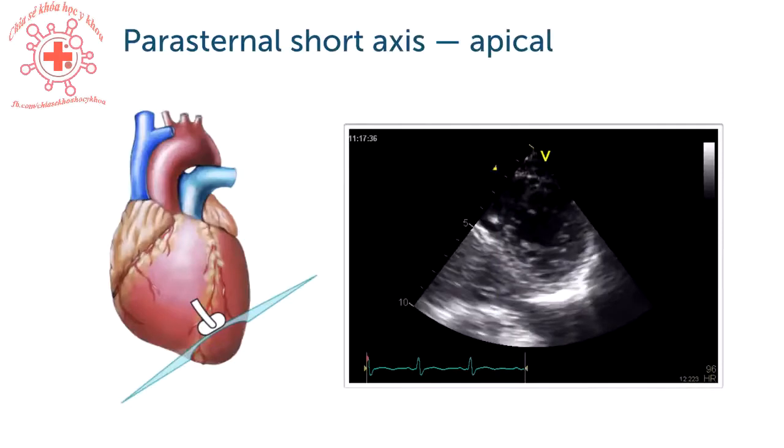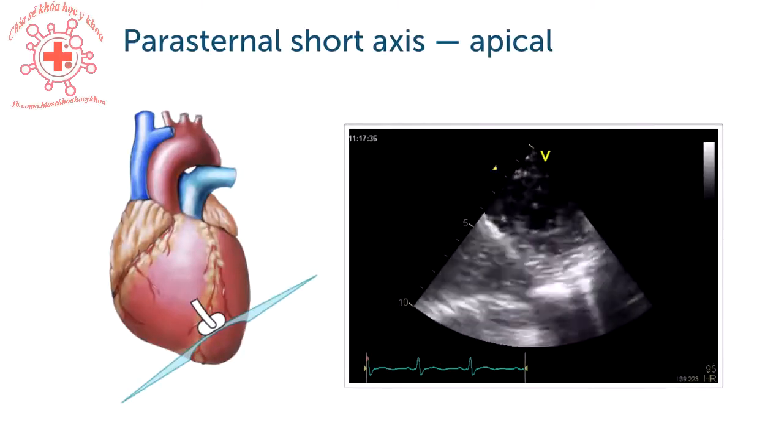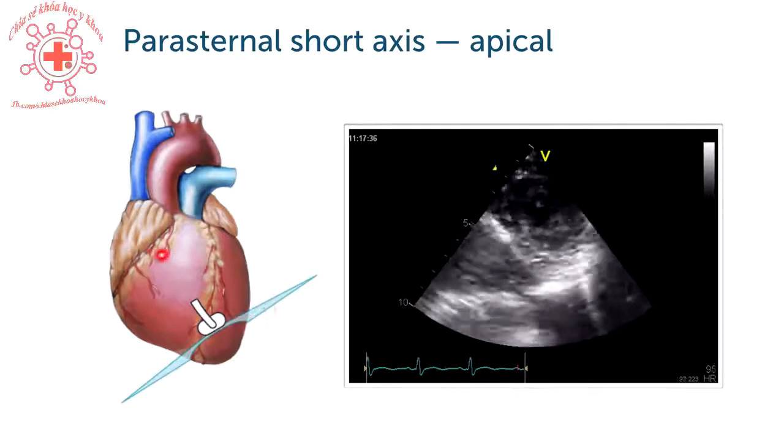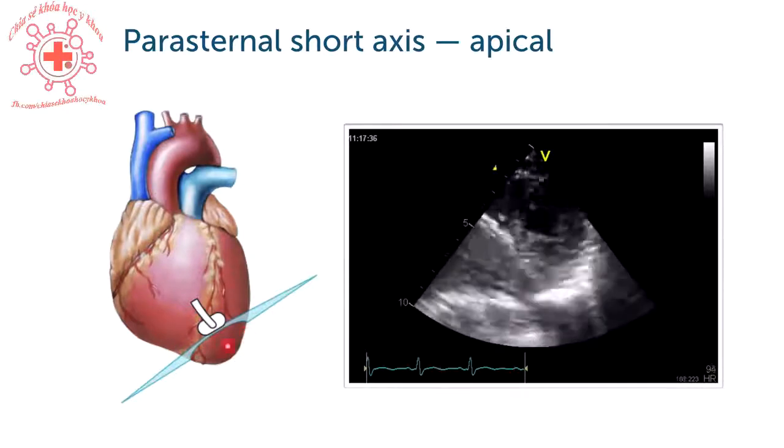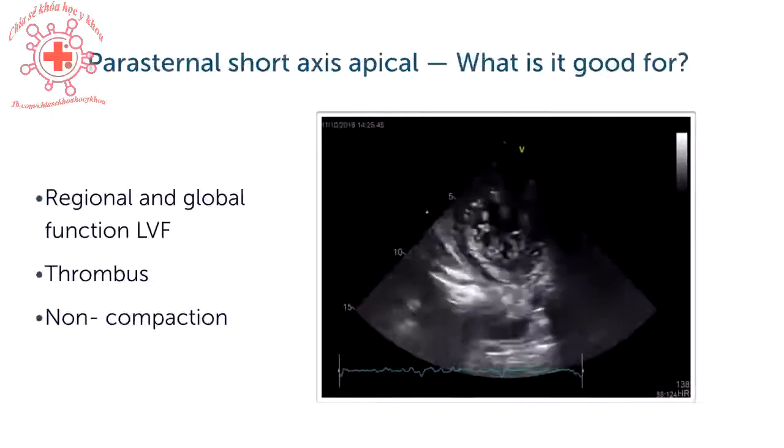How do you get such a view? Well, basically, by moving the transducer a little further down from the standard position, which is usually in the third, fourth intercostal space, and then just cutting only the apex of the heart. So you have the cavity, which appears very small here, obviously, because you've got a bullet or conical shape of the ventricle here. What is this view good for?